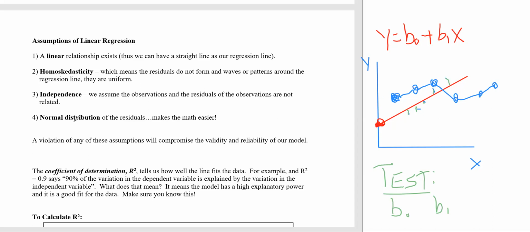And the last assumption is normal distribution of the residuals. I'm just going to say that makes the math easier, where there's no skewness that comes into play. We can use the central limit theorem and then be able to use this in terms of making predictions and confidence intervals. So it makes the math a lot easier for drawing conclusions.